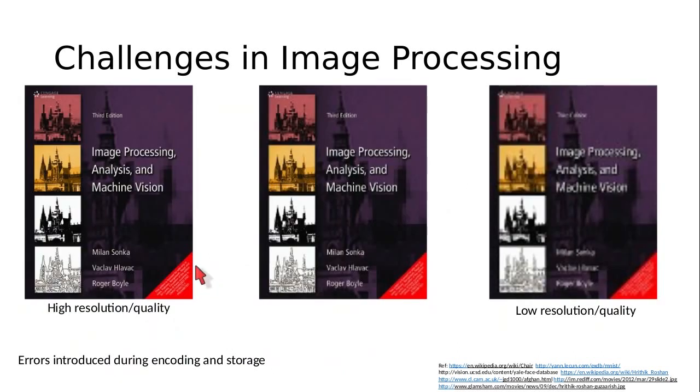We also saw that there could be errors that are introduced due to encoding and storage. We studied the problem of image compression earlier. We said that image compression leads to lesser storage space, right? It reduces the memory that is required to store an image. But compressing the image too much might lead to loss of detail as well. So for instance, the third image has a lot of loss of detail. So you can barely read these characters, right? And you cannot read the names of the authors at all in this image.